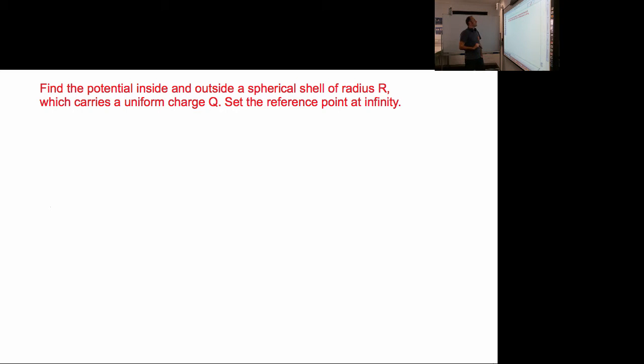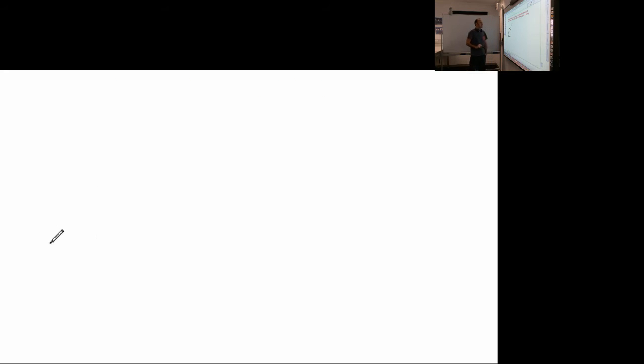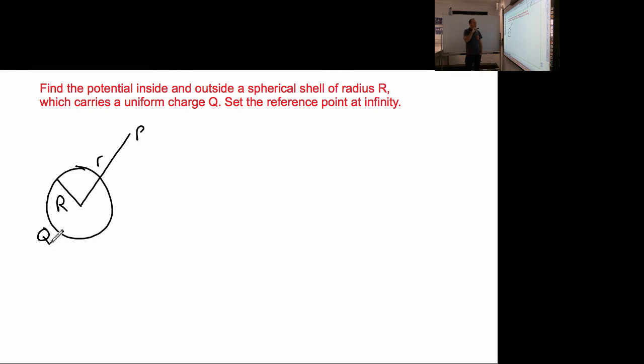Okay, so let's do an example. Here we're going to find the potential inside and outside a spherical shell which carries a uniform charge Q. It has a radius of big R, and little r is the distance away from the center to, say, some observation point P. Q is that total charge. And here we're going to set the reference point at infinity.